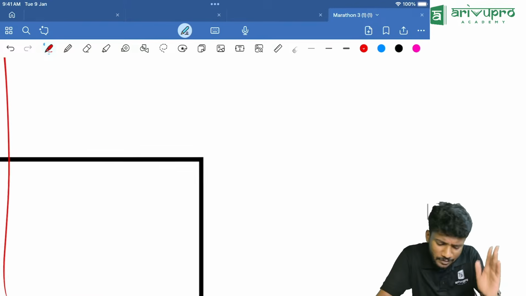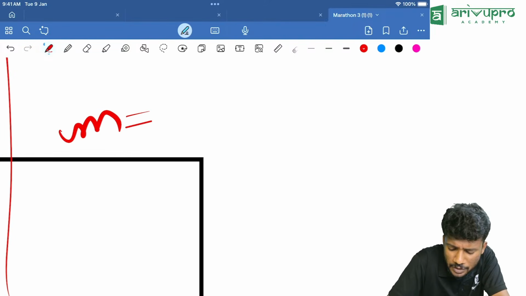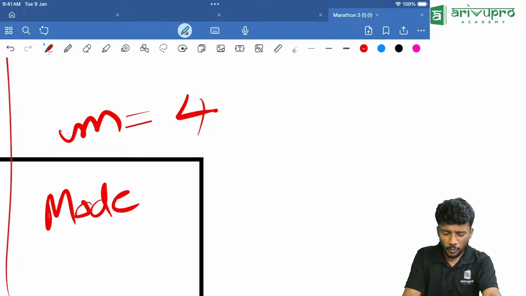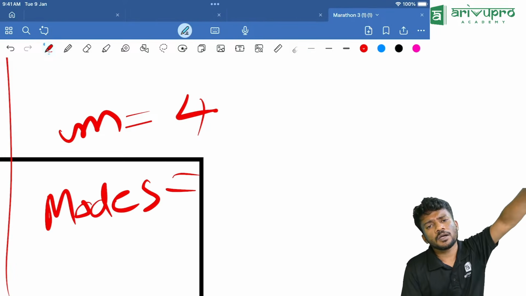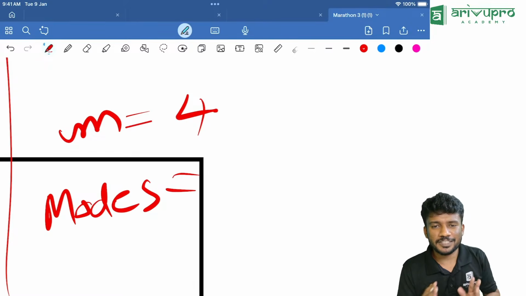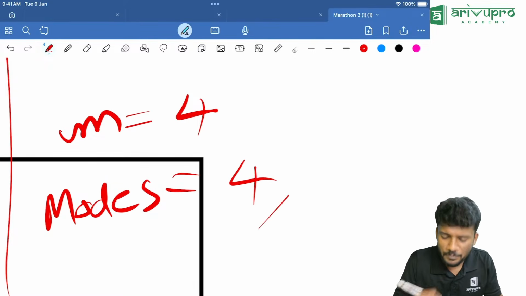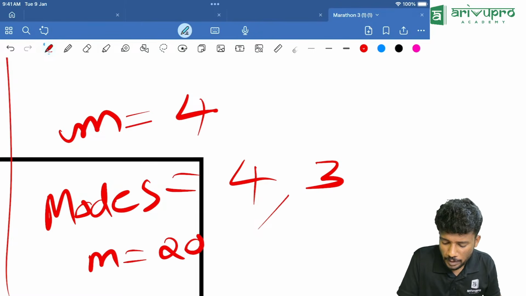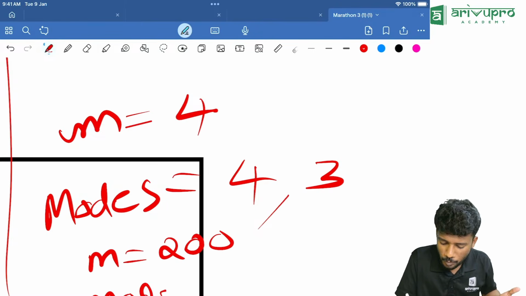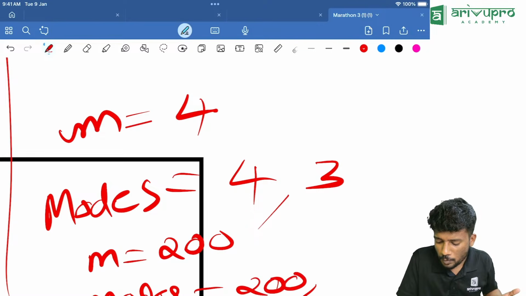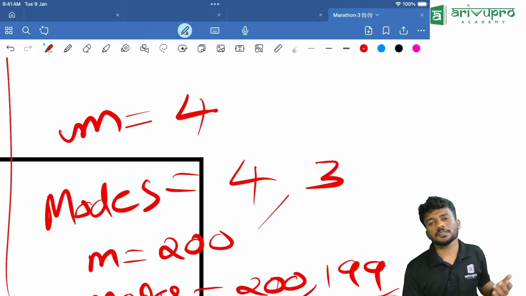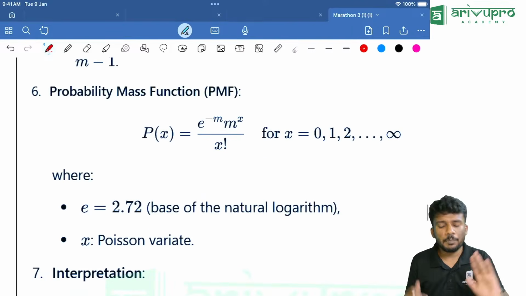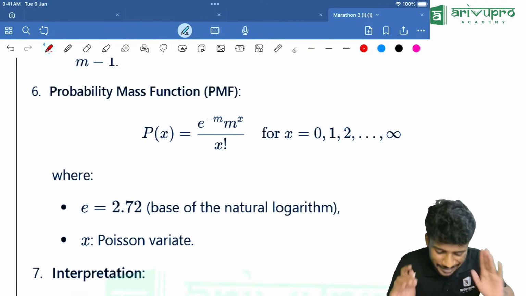Now people, what if the M value is a normal integer? M is equal to 4. What are the modes now? Think logically with respect to our binomial distribution. When it was an integer, how were we taking it? We take 4 comma 1 less than 4. What if M is equal to 200? Then the modes are 200 comma 199.